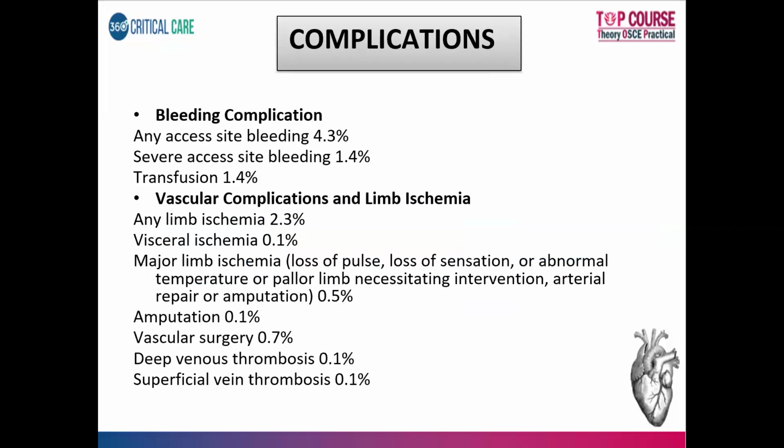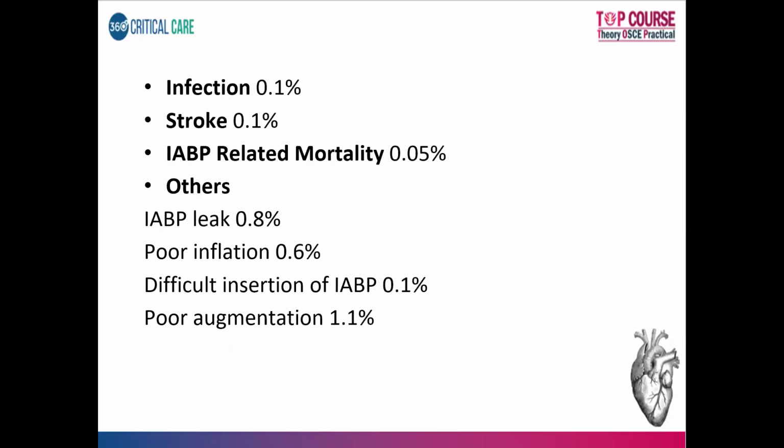What are the bleeding-related complications? It can happen at the access site. It can happen during transfusions. It can also cause some problem secondary to DIC. Vascular complications can cause limb ischemia, visceral ischemia, and very rarely patients have even had amputation. DVT has also been reported in a few cases.